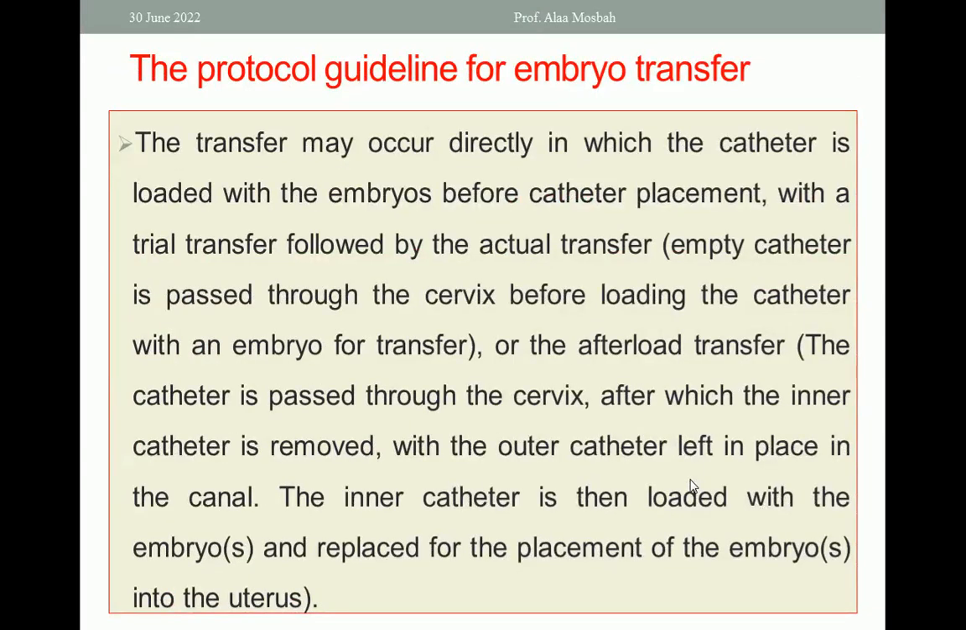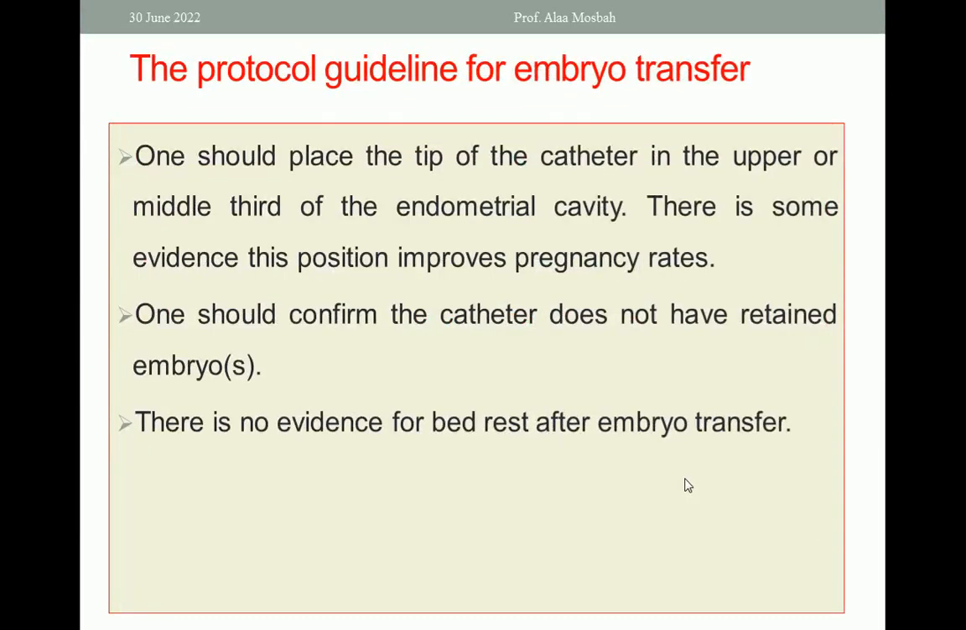Either you use a catheter filled before placement, or you insert the outer catheter, remove the inner catheter, then load the inner catheter with the embryo, then insert it inside the outer catheter in the proper place inside the endometrial cavity, the upper or middle part of the uterus, at least more than 1 centimeter from the fundus. This placement, in the upper or middle third of the endometrial cavity, has improved the pregnancy rate.